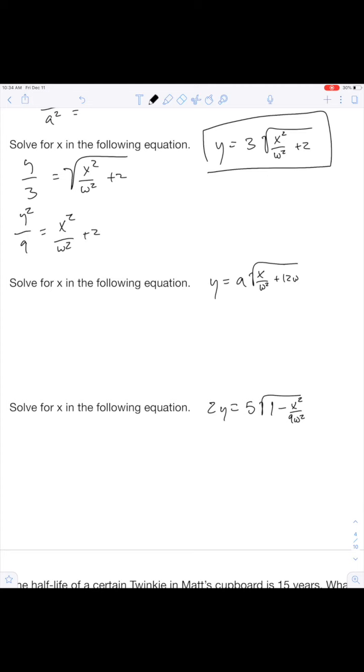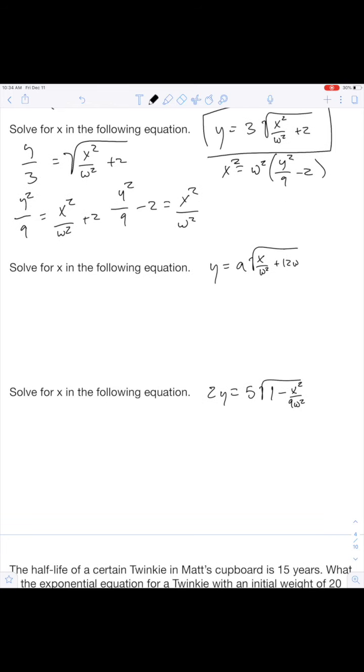Now what are we going to do? You guessed it. We're going to subtract the 2. Y squared over 9 minus 2 equals x squared over w squared. We're going to multiply by the w squared. We're going to have x squared equals w squared times y squared over 9 minus 2. Fine. Now we're going to take the square root. So we're going to have x equals the square root of w squared times y squared over 9 minus 2.